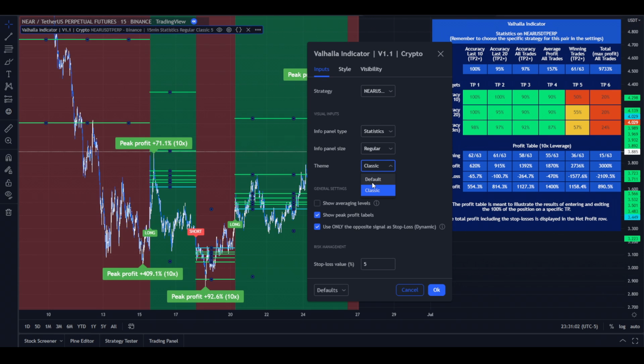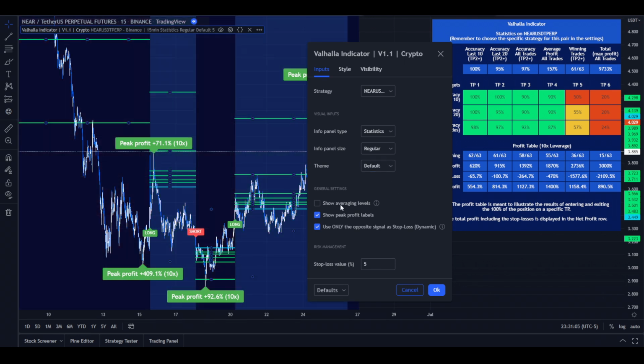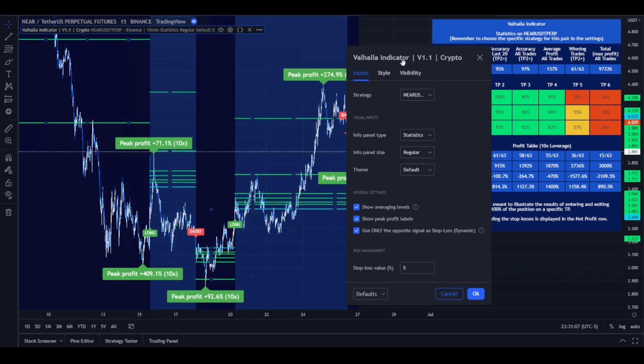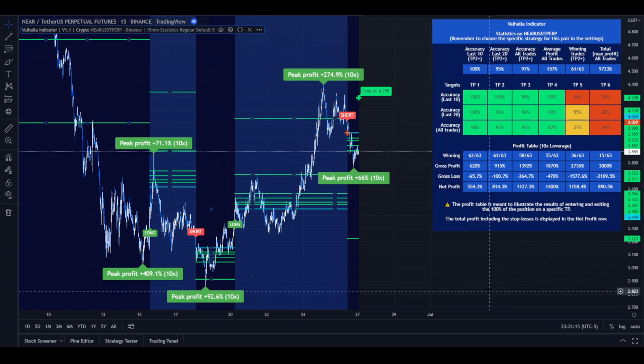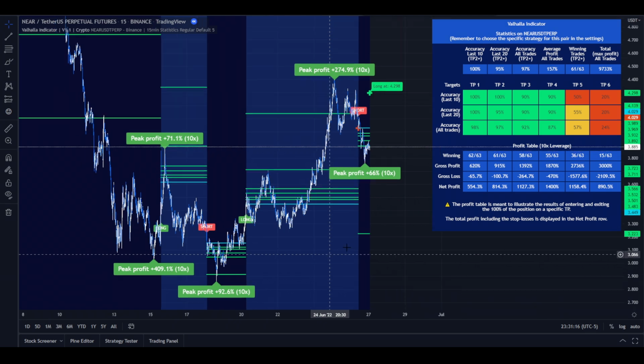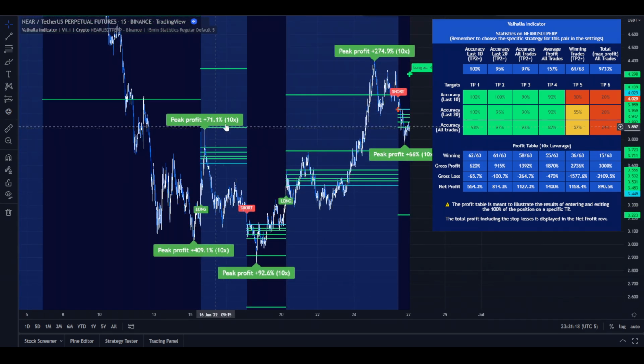Next, you will find the toggle to turn on the averaging levels, which will make them show up on each trade. These levels are fixed and displayed as grey lines on each trade. You can also turn off the peak profit labels. These green labels will display the highest point reached in a long trade, or the lowest point reached in a short trade. This peak profit will be considering the default leverage used, shown in the parentheses.